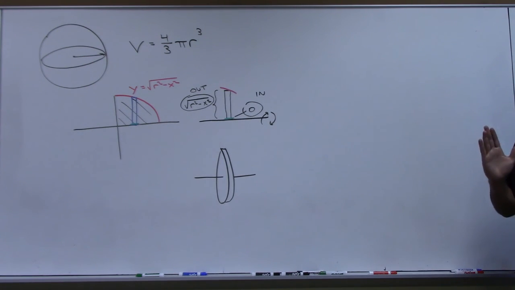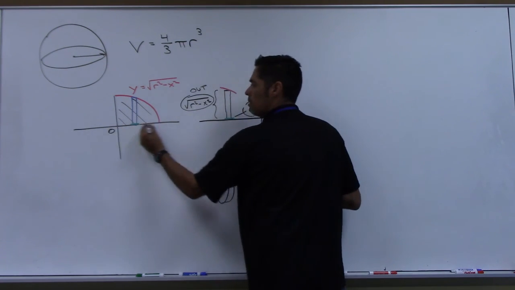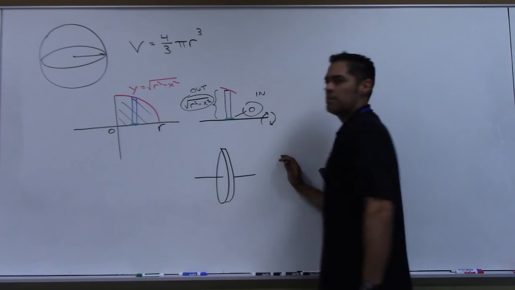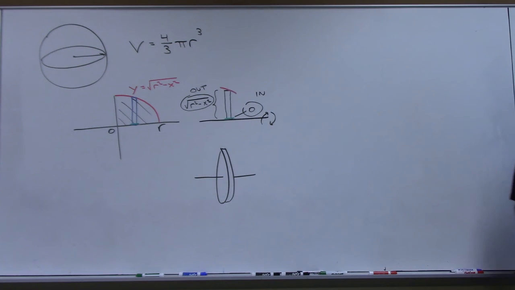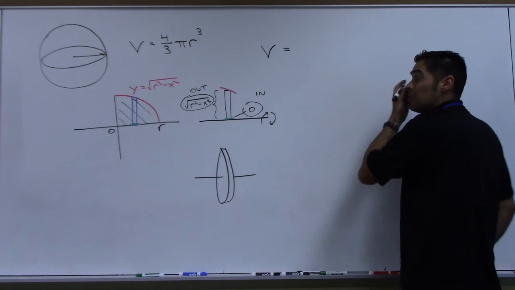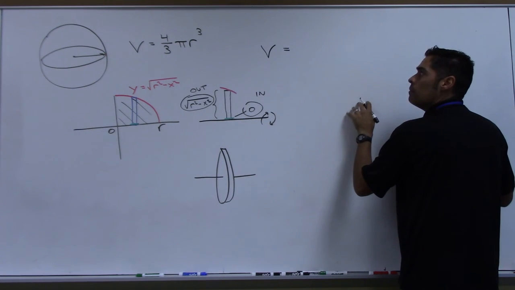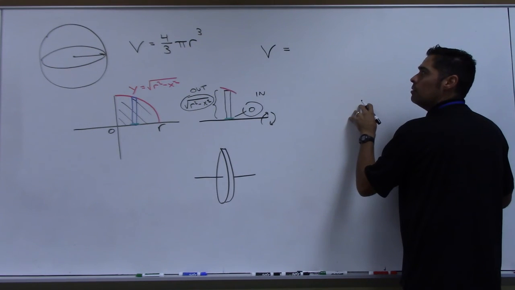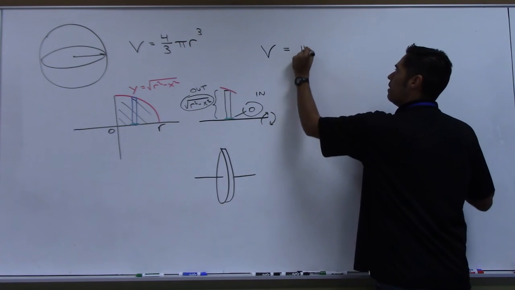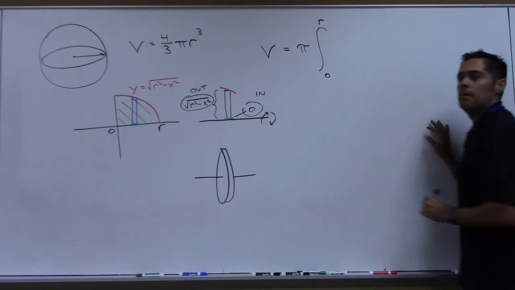Now, we do need the limits of integration, though. Where are we going to integrate from? 0 to that point, r. It's the radius of the circle, isn't it? So we have it. It's the volume of this. We'll double the answer at the end. The volume of that is what? Pi times the integral, from 0 to r, right?